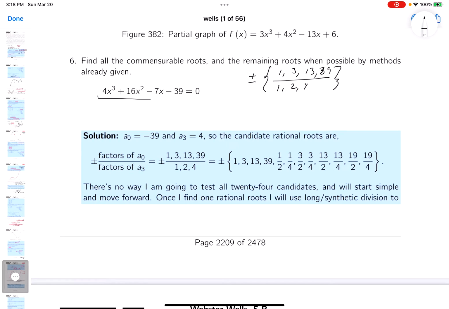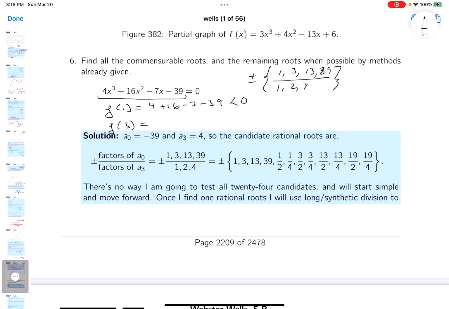I'm going to call this thing f. F of 1. It's an easy one to test, by the way. What do you get? You get 4 plus 16 minus 7 minus 39. And there's no way that's 0, but it is less than 0. I know that much.